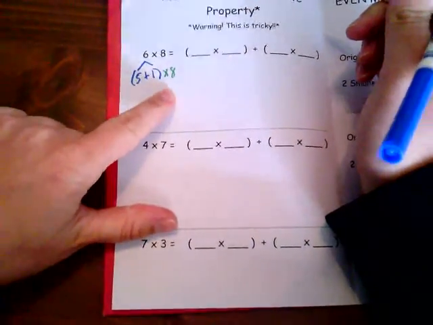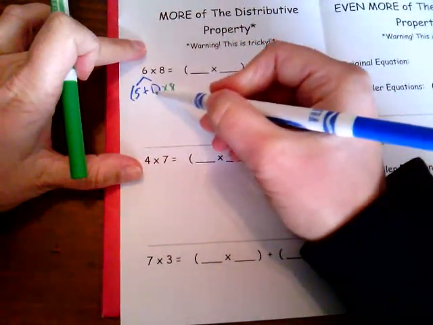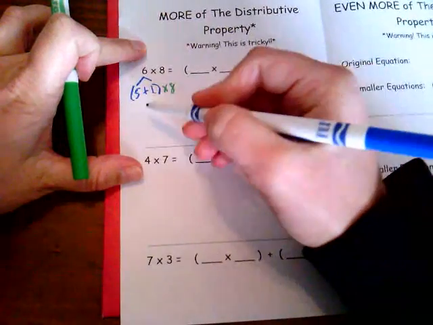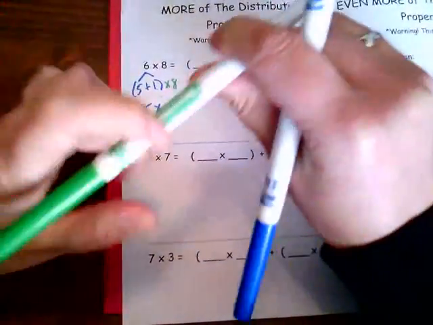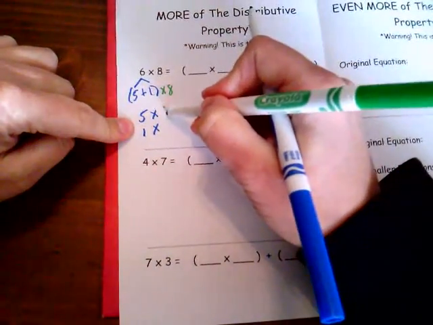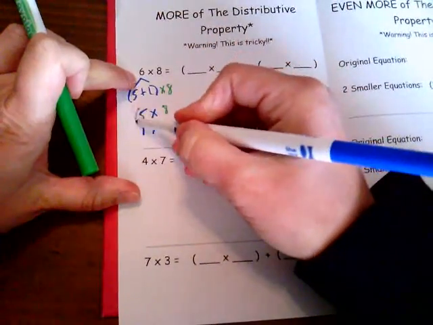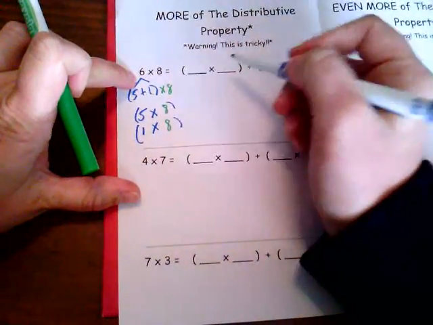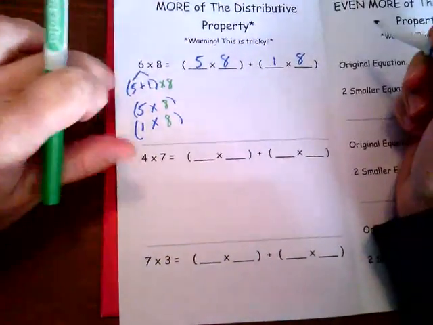So I've broken up one factor, kept the other one the same. Now I want to use these two new numbers that I've broken my 6 up into to multiply by that 8. So I've got my 5 and my 1. And again, my 8's going to stay the same. My 8's going to be in each equation. So now I've got a 5 times an 8 and a 1 times an 8.